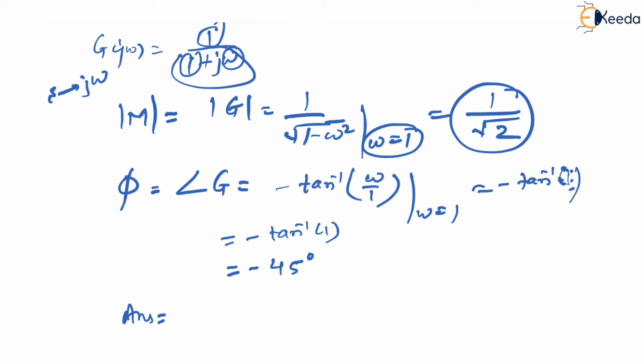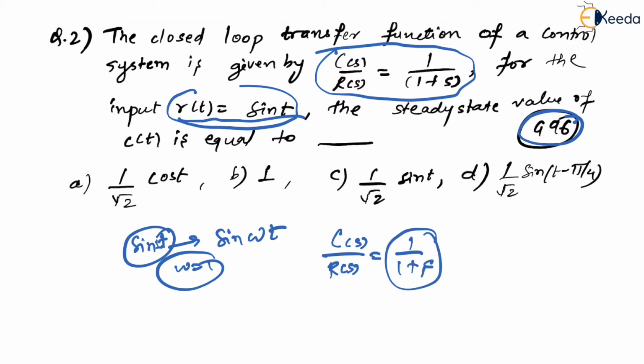So what is your answer then? Magnitude at an angle phi. So you get the answer to be equal to 1 by root 2 into sine of t minus 45 degrees. 45 degrees is nothing but pi by 4. So if you check out, your answer is nothing but option D. Is that very simple? Yes. Now let us see one more problem.